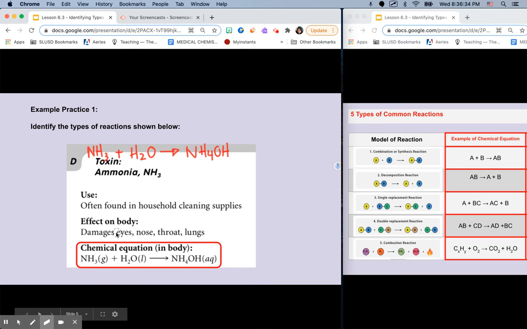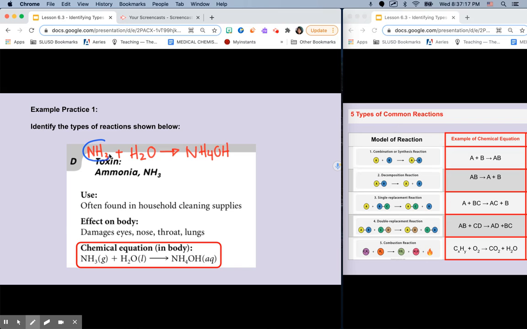Okay, so if you remember earlier from our Zoom class, for our classwork, we took a look at a couple of toxins and their chemical equations in our body. Now we're going to see if we can try to identify what type of reactions they are. So for this first one, we have the toxin ammonia, which forms this reaction that I've written up above. Notice that I got rid of the phases, so I don't really care whether it's gas, liquid, or aqueous. I also don't care about the coefficient at this point. I just want to see what's happening to the molecules.